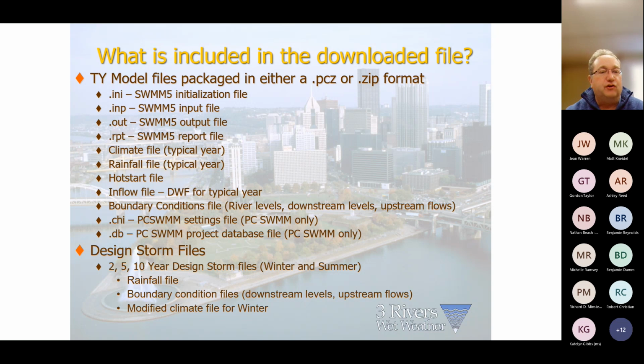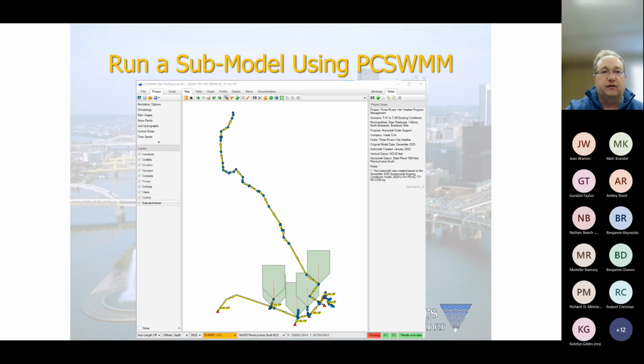We'll then provide the additional design storm information. Remember, we'll provide that for both winter and summer conditions. That will really include a rainfall file, boundary condition files for the downstream levels and upstream flows, as those will be different for those design storms as they are for a typical year. Then a modified climate file for the winter design storm when you're running that. So again, we'll package that all together, simplify that a little bit from the last time.